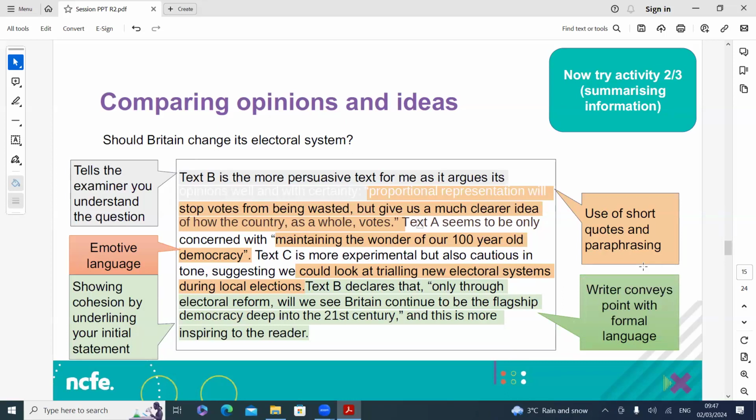And the writer of this quote has used formal language. So only through electoral reform will we see Britain continue to be the flagship democracy deep into the 21st century. It is more inspiring to the reader.